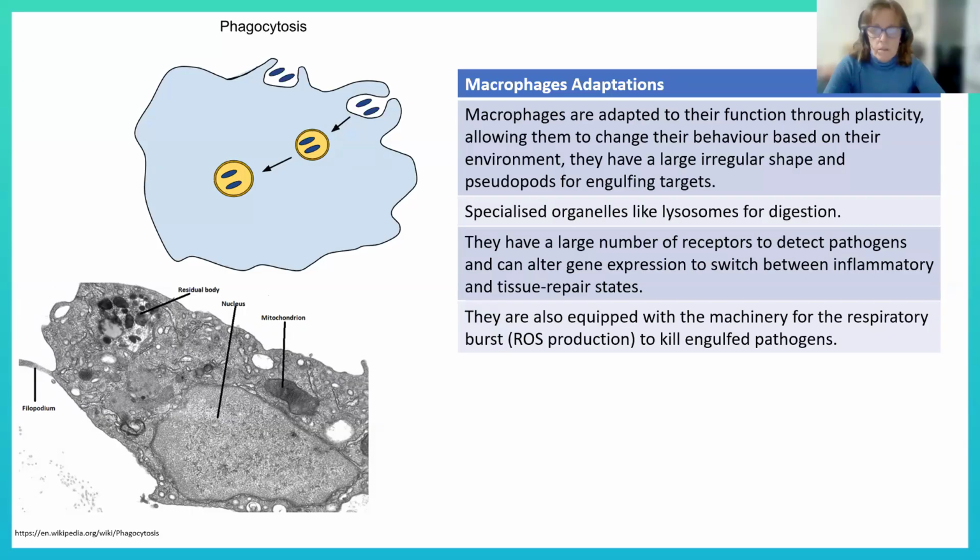They're also equipped with the machinery for something called the respiratory burst, which is reactive oxygen species production, ROS production, and that will kill off any pathogens that they have engulfed. So they can basically kill off the bacteria using this special reactive oxygen species production, which is a load of molecules which cause damage.